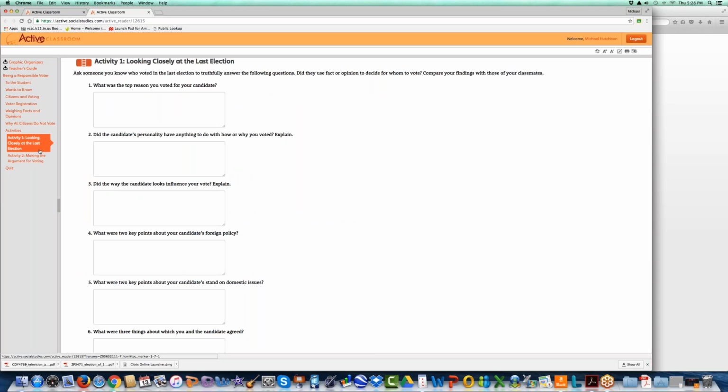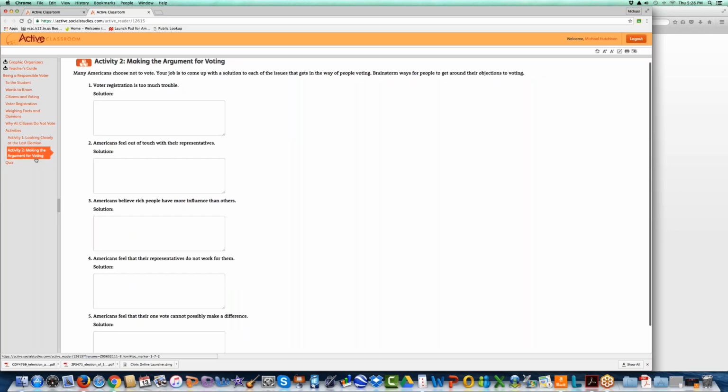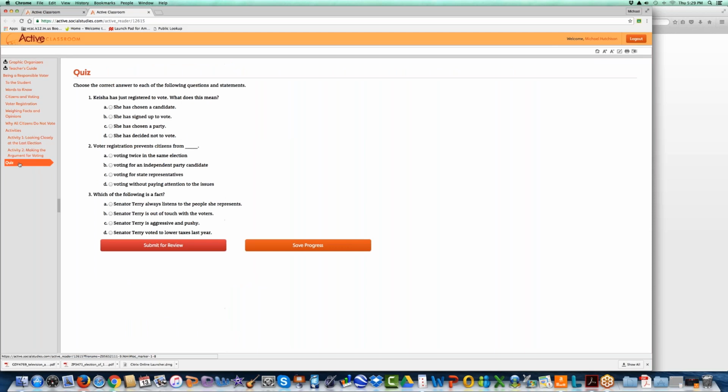Voting in the last election, they have the opportunity here to interview maybe their parents or grandparents about why they voted. For most of them, it's probably going to be either a municipal election in 2015 or maybe the presidential election back in 2012. And at the end of it all, they are supposed to come up with a solution to kind of remedy the problem of why people don't vote. And at the end of it, there's a quiz.